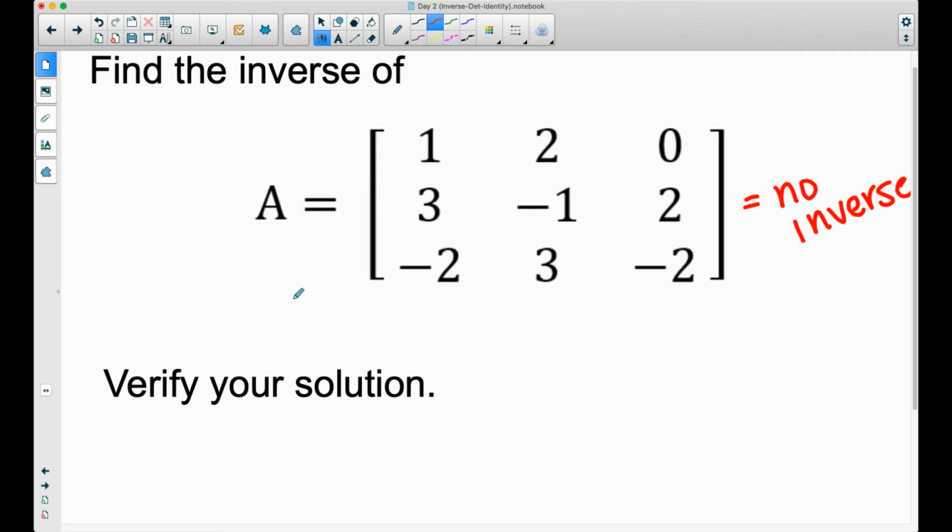So the good news is your calculator tells you that. Just like certain equations, the inverse is not a function and stuff like that. There's a possibility that we do not have an inverse.